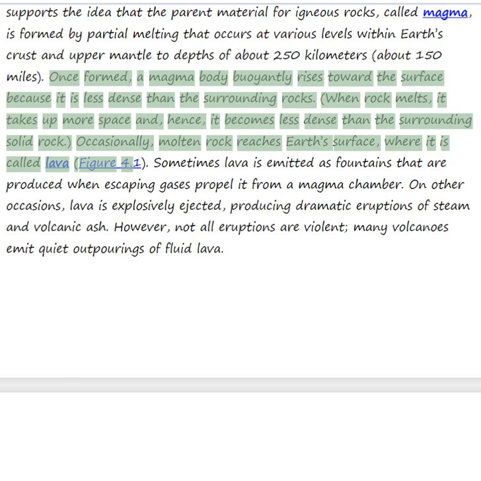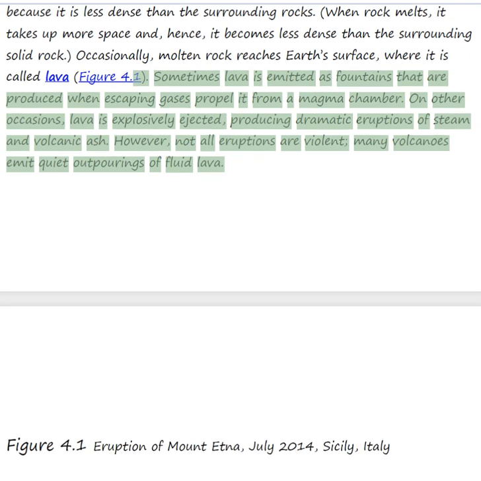Occasionally, molten rock reaches Earth's surface, where it is called lava (Figure 4.1). Sometimes lava is emitted as fountains that are produced when escaping gases propel it from a magma chamber. On other occasions, lava is explosively ejected, producing dramatic eruptions of steam and volcanic ash. However, not all eruptions are violent. Many volcanoes emit quiet outpourings of fluid lava.